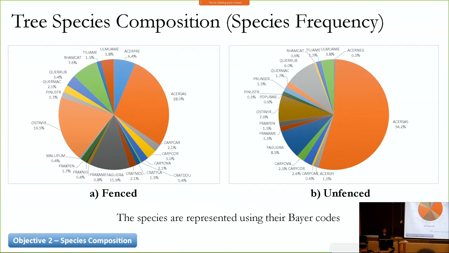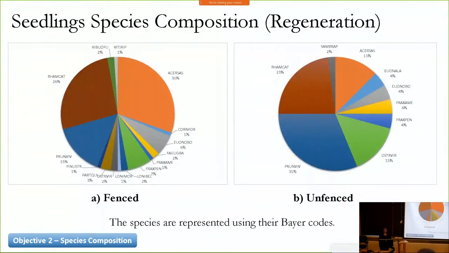And this was interesting when I looked at what was coming up with the regeneration layer. So this is the regeneration layer, which was based on the subplots, which were 1 meter by 1 meter area. So in a 1 meter by 1 meter area, you're seeing this type of species composition coming up. So if you're extrapolating over a whole plot, you would hopefully still see a similar pattern.